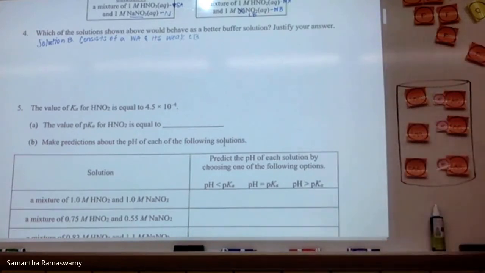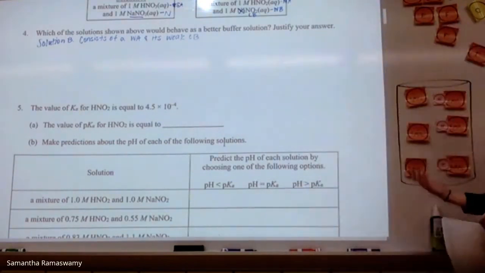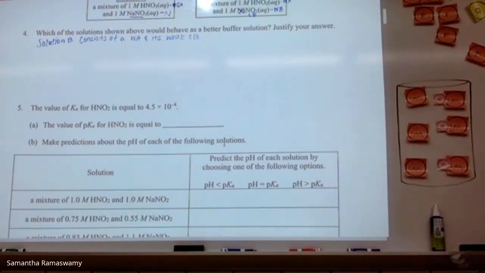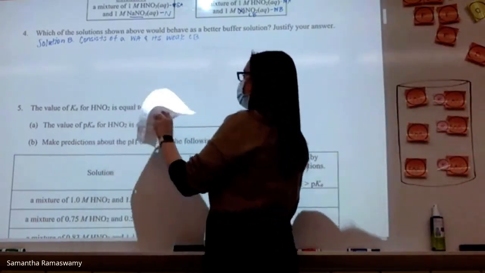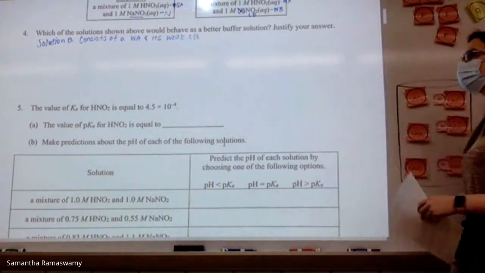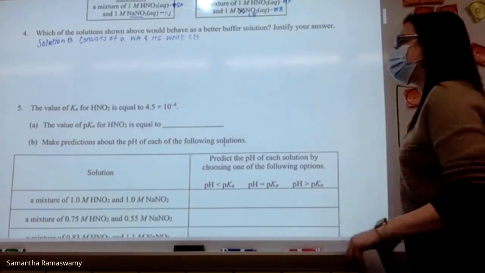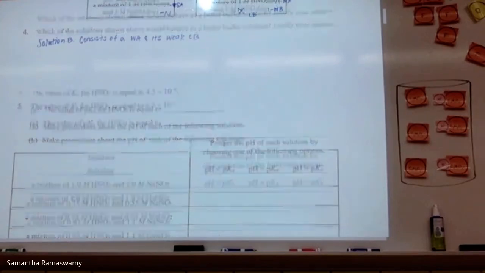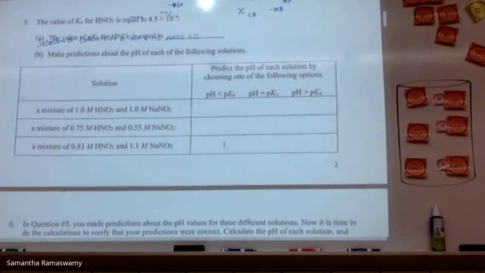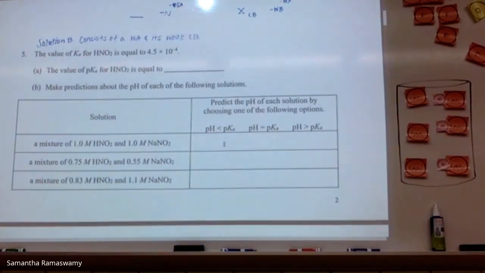So number 5, the value of Ka for HNO2 is 4.5 times 10 to the negative 4th. Part A wants you to calculate the value of pKa. So think about how we did that. All right, think about what that little p means. See if you can calculate the value of pKa. Right, can you calculate the value of pKa?